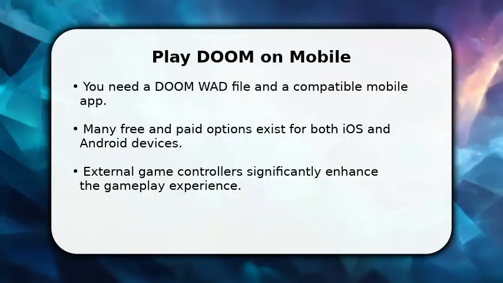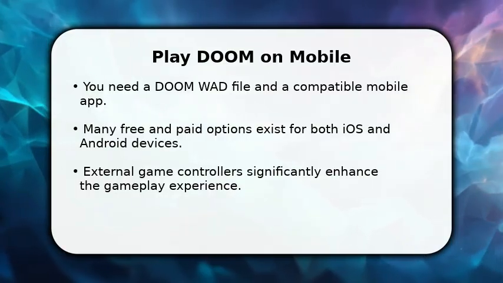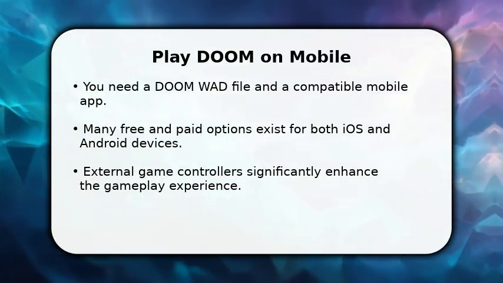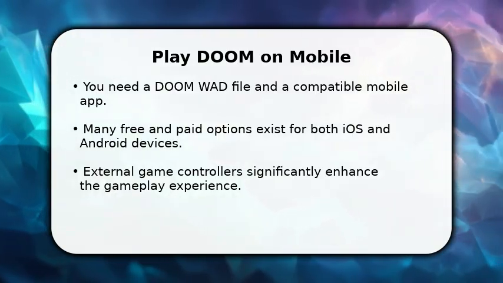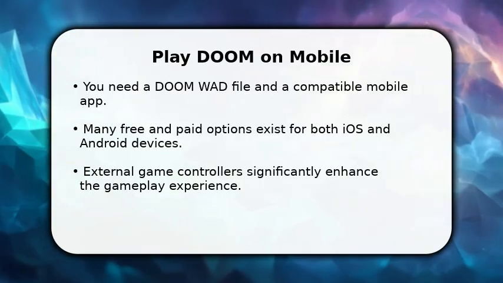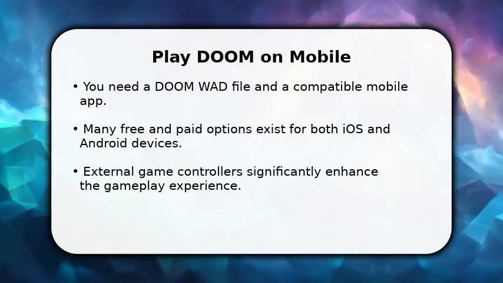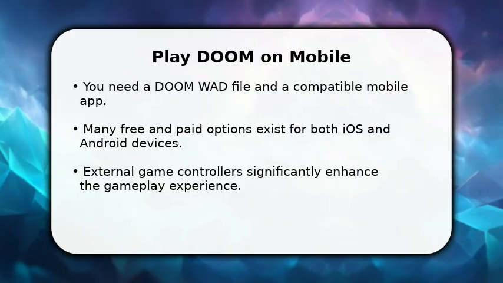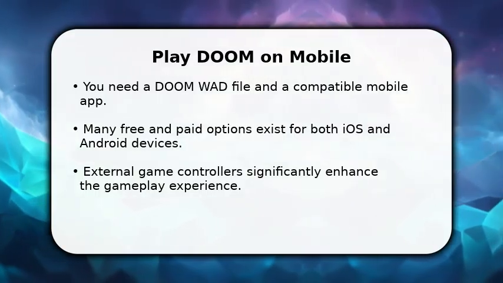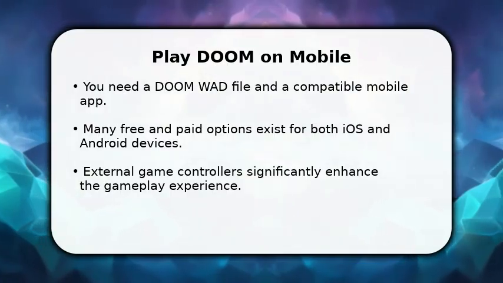Enjoy the video. In this video, I will explain how to play Doom on your mobile device. First, understand that you'll need two main components: the original Doom game files, known as WADs, and a mobile application or source port designed to run them. These apps are available for both iOS and Android, offering various features. Using a physical game controller is highly recommended for the best experience, providing precise movement and aiming.